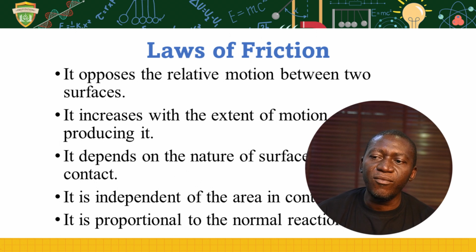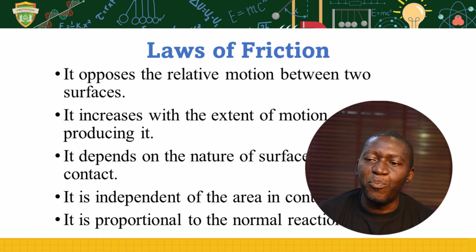Now, what are the laws of friction? Naturally, friction opposes the relative motion between two solid surfaces. So that is the first thing we need to know. Friction opposes the force between two solid surfaces which are in motion, and it increases with the extent of the motion that is producing it. That means the higher the motion, the higher the friction.